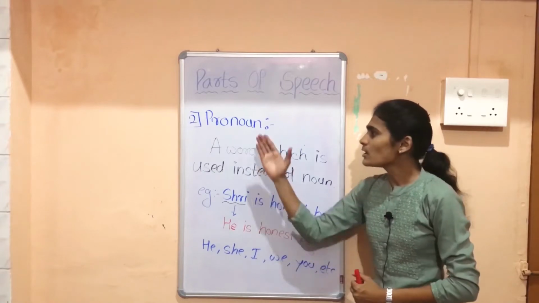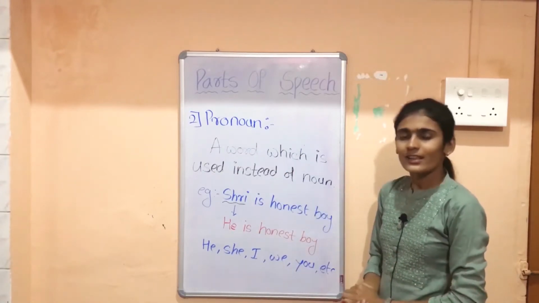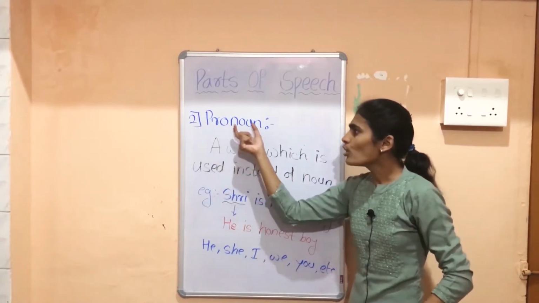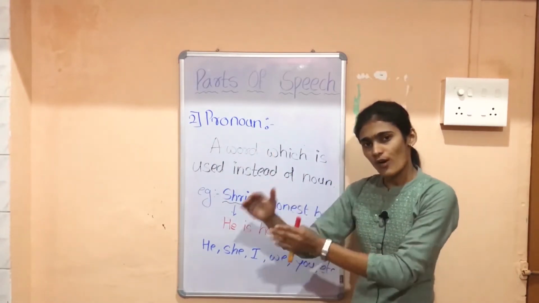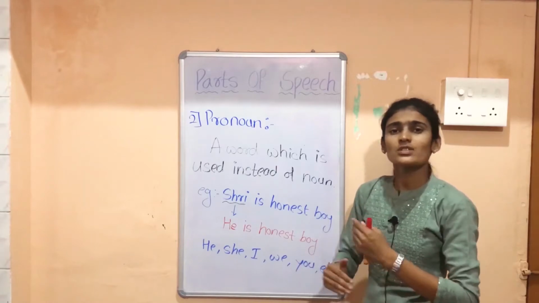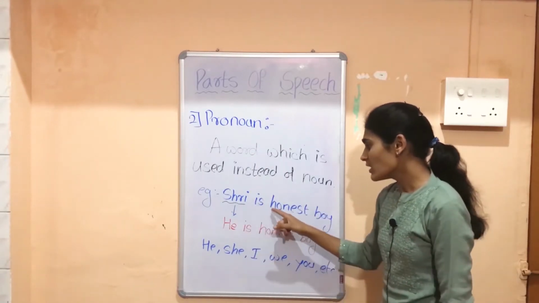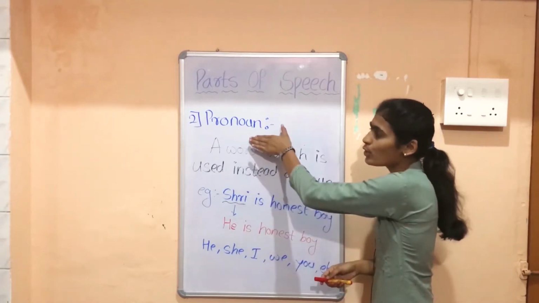Our next point is pronoun. The definition or the explanation of the pronoun is hidden in the word only. That is pronoun. Means pro version of a noun. A word which is used instead of a noun is called a pronoun. For example, Shri is honest boy. And what does the pronoun say?